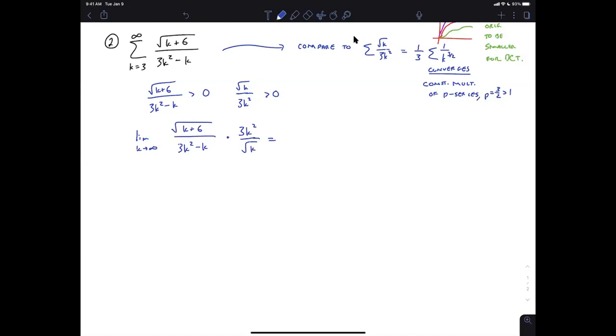Now, we could work out all of the algebra there, but the biggest thing on top and the biggest thing on bottom is what's going to matter. So that's the same thing as the limit of the square root of k times 3k squared over 3k squared times the square root of k, because if we multiplied all that out, that would be the part that matters. That limit is then 1.